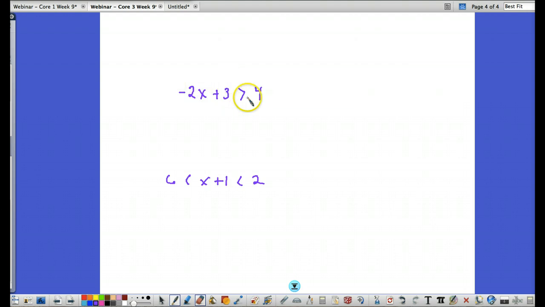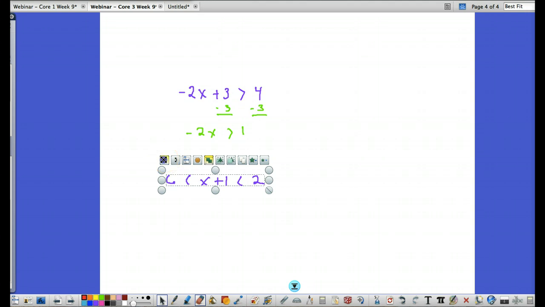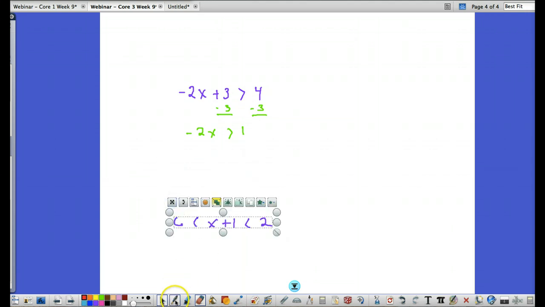When you solve these, you solve them just like a regular equation. So I'm solving for x. You know you have to subtract 3 from both sides, right? So you end up with negative 2x is greater than 1. How do you get rid of the negative 2? Divide both sides. Perfect. You divide both sides by negative 2, but there's a little trick here. Do you know what you do whenever you divide an inequality by a negative?